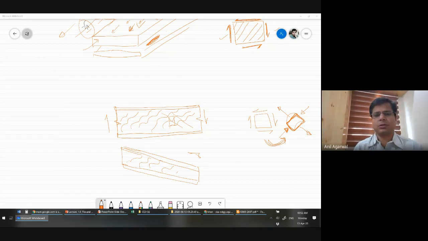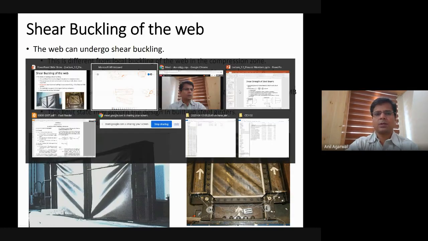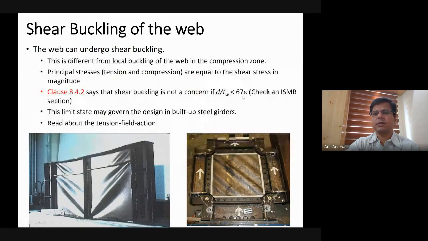And here you can see some pictures of this kind of deformed shape. This is a plate subjected to a shear like I have described, and under that shear you get these diagonal ripples, diagonal creases forming in the web. This is again another limit state which is not allowed. You are not allowed to have the beam web undergoing this kind of deformation. So the Indian code, in clause 8.4.2, restricts the value of d by tw to 67, right?